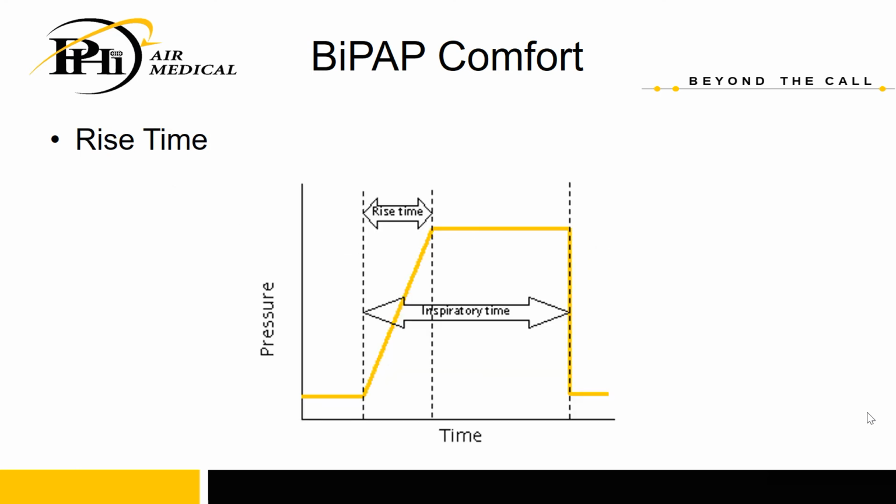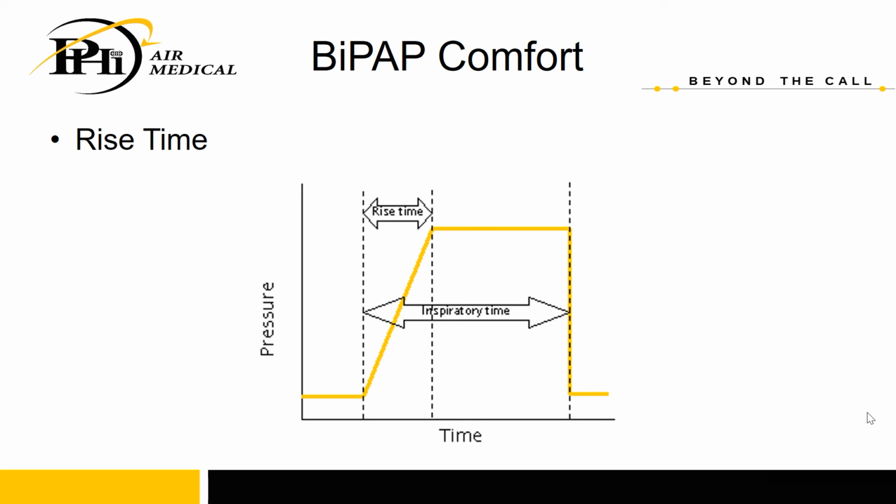The last concept that we talk about is rise time, and this is something that gives a lot of people confusion, but hopefully this graph will help to make things a little clearer. So rise time is active anytime you have a pressure-driven breath. So if you have somebody on assist control pressure, or on SIMV pressure, or if you have somebody on BiPAP, you have this rise time function.